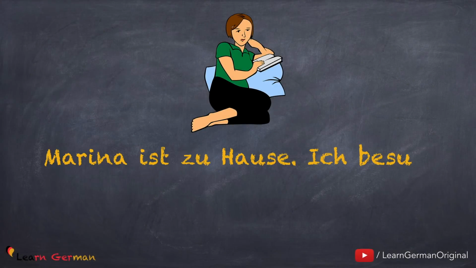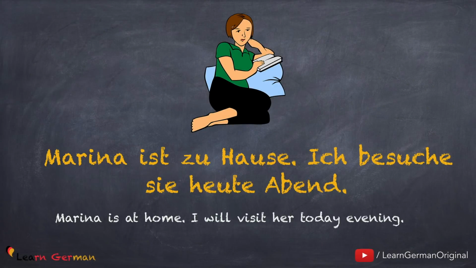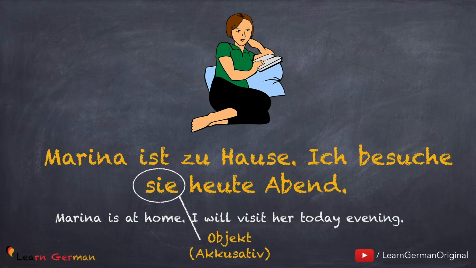Here's an example for sie in Akkusativ. Marina ist zu Hause. Ich besuche sie heute Abend. In this case, ich is the nominative subject and sie is the accusative object.